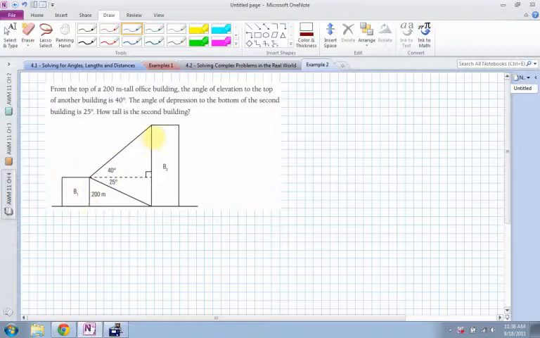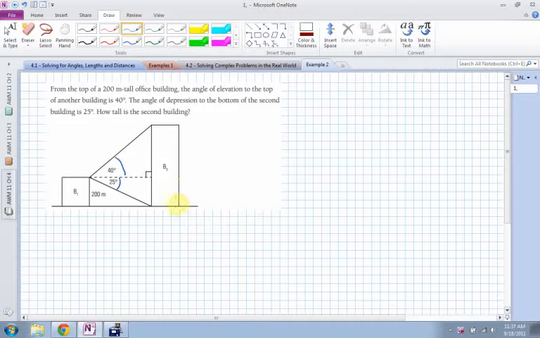Angle of elevation goes up. And then it says the angle of depression, which goes down, is 25 degrees. Now the angle of depression, down 25 degrees, is only the angle here. And the angle of 40 degrees is only the angle right to that horizontal line in between the buildings. What it wants you to find out is how tall the second building is.